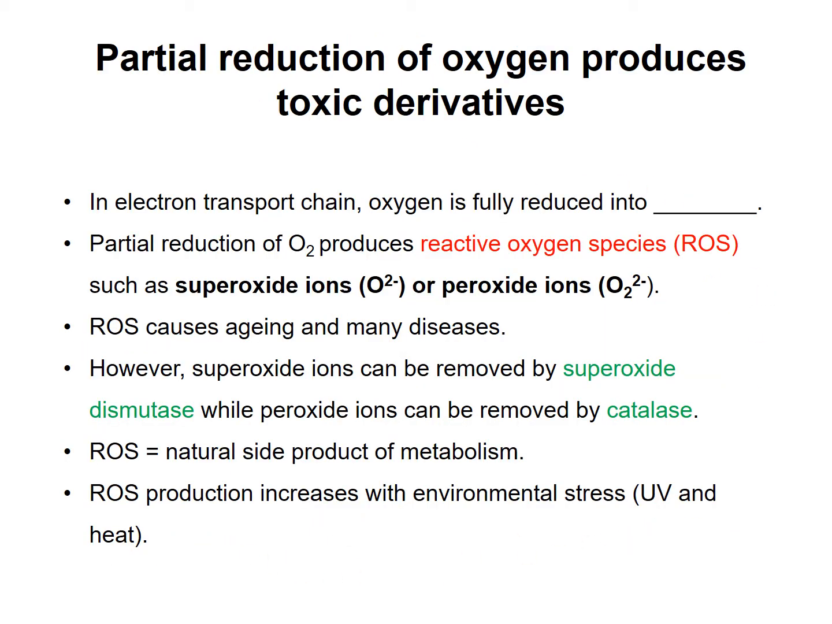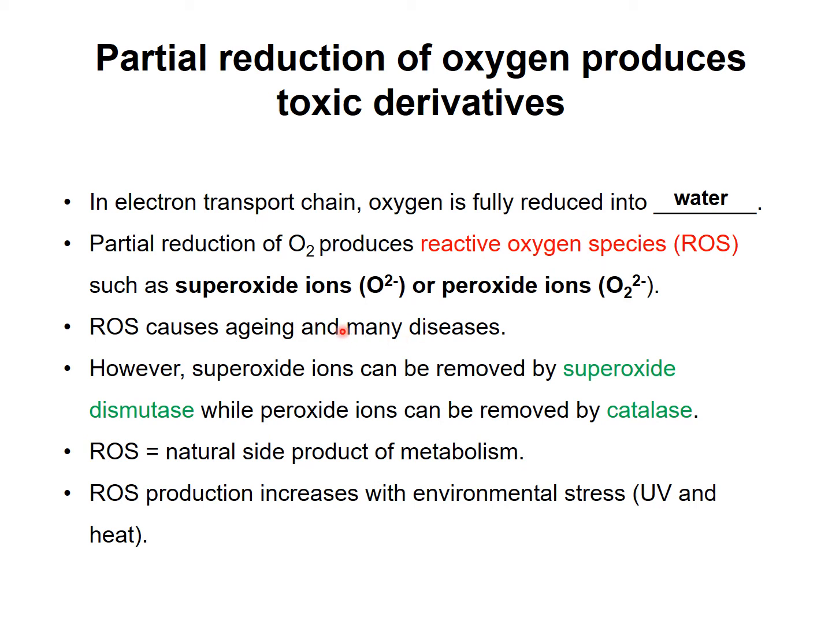Okay, here is a quick question to test your understanding. In the electron transport chain, oxygen is fully reduced into what? Yep, the answer is water molecule. Now, on the other hand, partial reduction of oxygen will produce ROS, or reactive oxygen species, such as superoxide ions and peroxide ions, which can lead to aging and many other diseases.